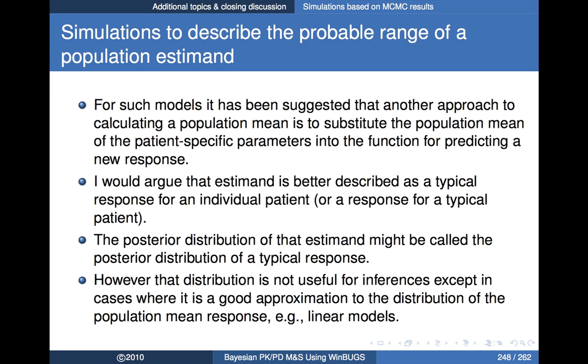I just wanted to comment here on another fairly common practice, which I suppose might have its place, but I want to make sure you understand the distinction between it and actually doing what we just described for population simulation. As I say here, for the kinds of models we're looking at, it's been suggested that another approach for calculating a population mean is to substitute the population mean of our patient-specific parameters into the function for predicting a new response.